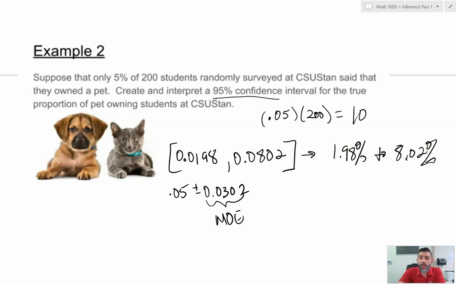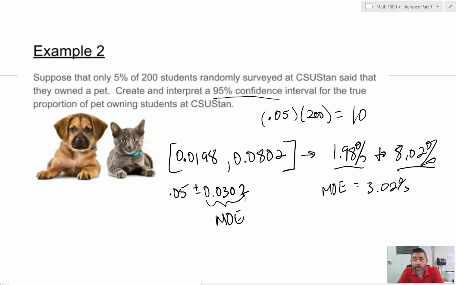Remember, we want to go from the low end to the high end. So again, we're going to say I'm 95% confident that the true proportion of pet owning students at CSU Stan is between 1.98% and 8.02%. And that includes my margin of error. And if I wanted to, I can report that my margin of error is 0.03. Well, what I usually do is I report my margin of error as being 3.02%.